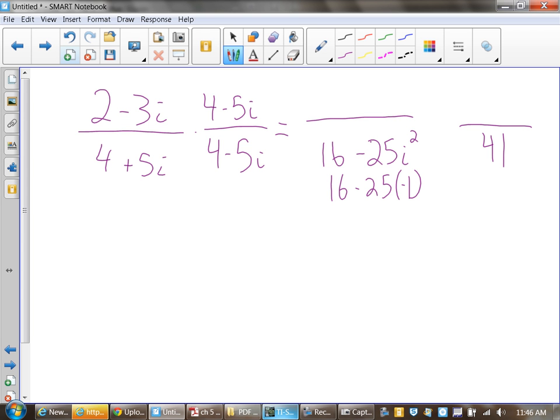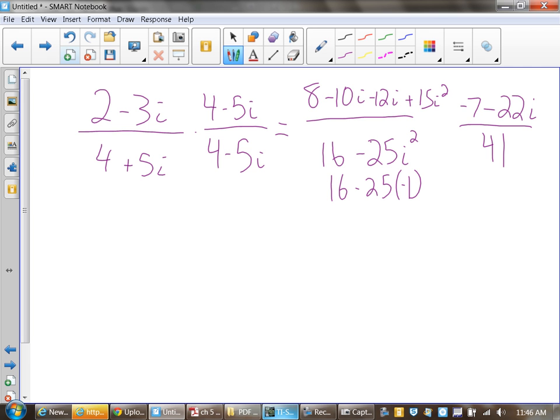My numerator, then, I have to FOIL everything out and simplify again. When I FOIL out my numerator, I get 8 minus 10i minus 12i plus 15i squared. That plus 15i squared turns into minus 15. So I have 8 minus 15, that's -7 minus 22i, and I'm done. The only other possible thing you might have to do is, let's say all 3 numbers were even, or all multiples of 3, then you could simplify it out a little bit further.